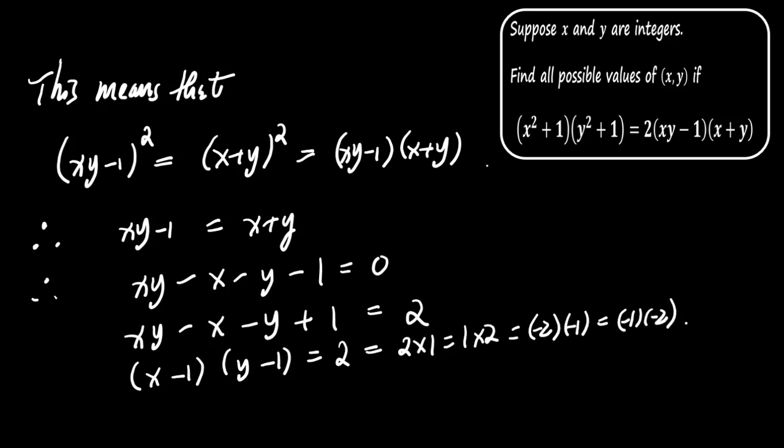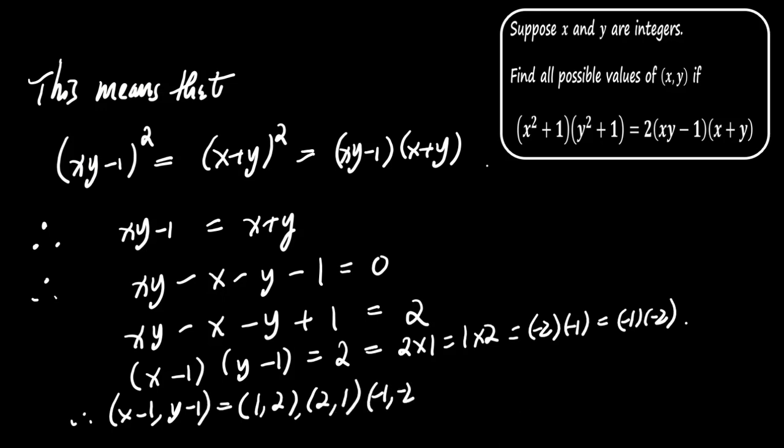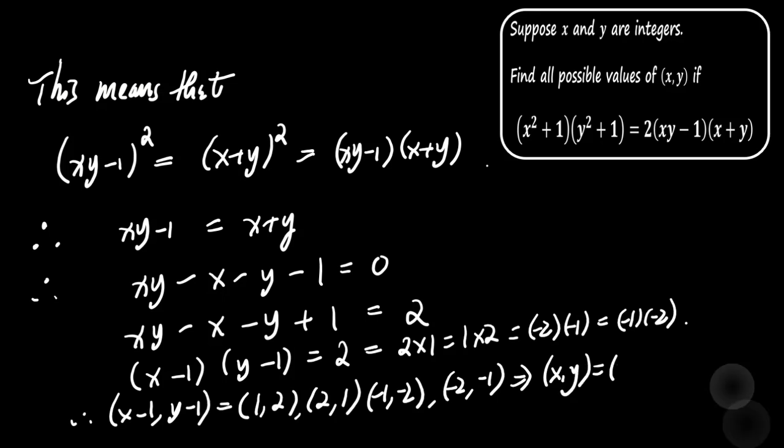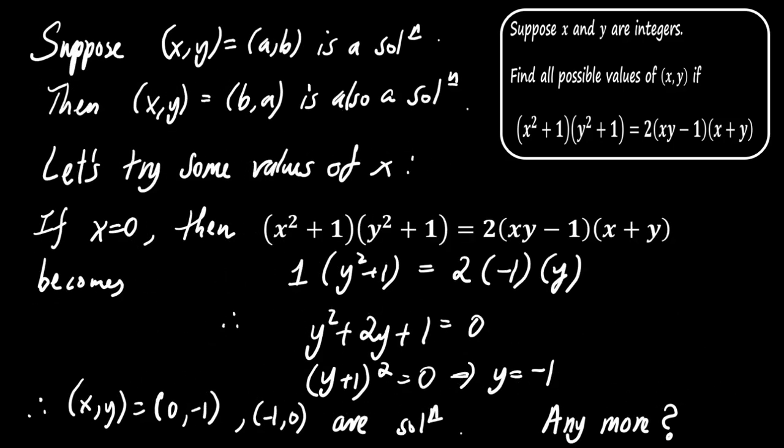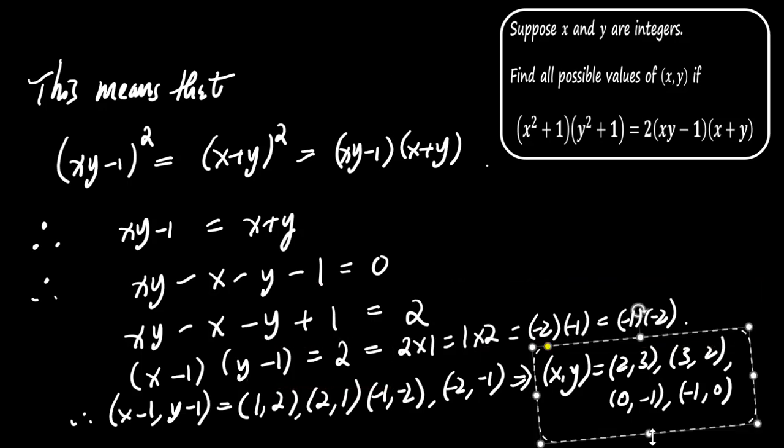Now we solve this by considering the integer factorizations of 2. The integer factorizations of 2 give (x minus 1, y minus 1) equals (1, 2), (2, 1), (minus 1, minus 2), (minus 2, minus 1). Solving for x and y in each case gives the solutions (x, y) equals (2, 3), (3, 2), (0, minus 1), (minus 1, 0). Since we already found x equals 0, y equals negative 1 and x equals negative 1, y equals 0 earlier, we now have two additional solutions: x equals 2, y equals 3 and x equals 3, y equals 2.